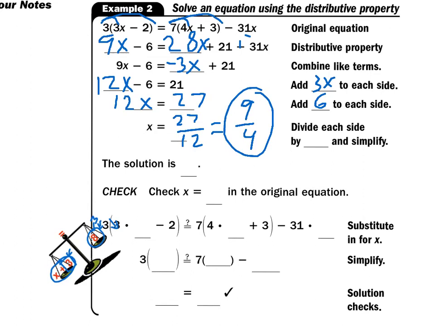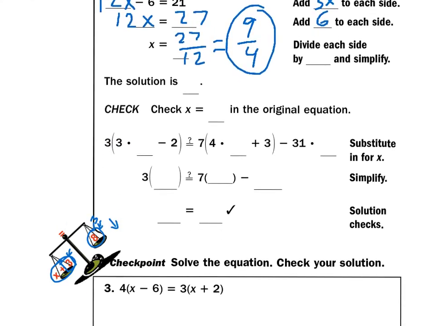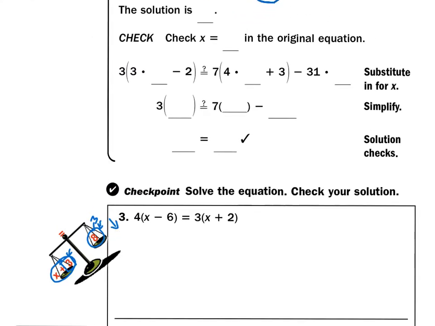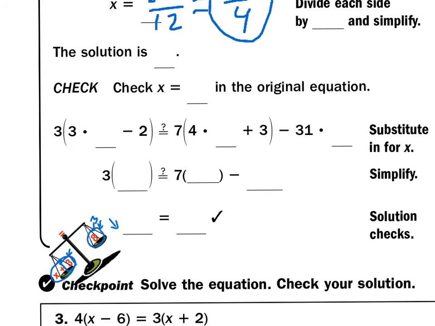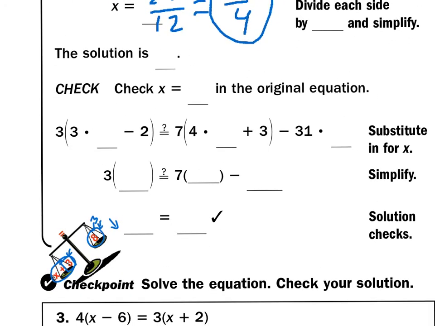And you could call that a number of things. You could leave it as a fraction. You could put it into decimal form, whatever is easiest for you. As a decimal, that would be 2.25. So we want to check that out a little bit right here. x is 9/4. So I'm going to put 9/4 here, 9/4 here, and 9/4 here.